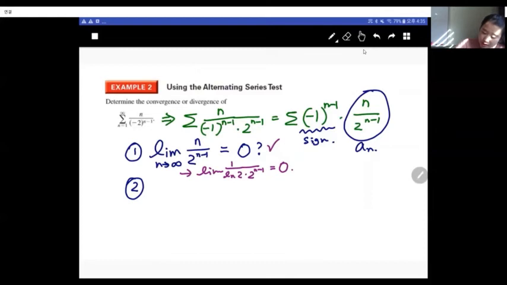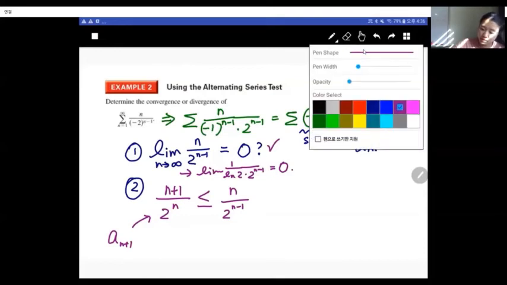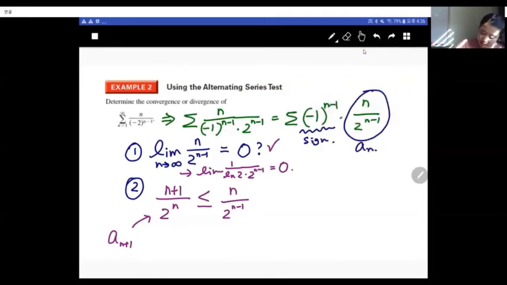Number two is what? The (n+1) over 2^n. So this is a_(n+1). Is it less than or equal to n over 2^(n-1)? So I'm going to rewrite this as (n+1) over 2^n, is it less than or equal to n over 2^n times 1/2?